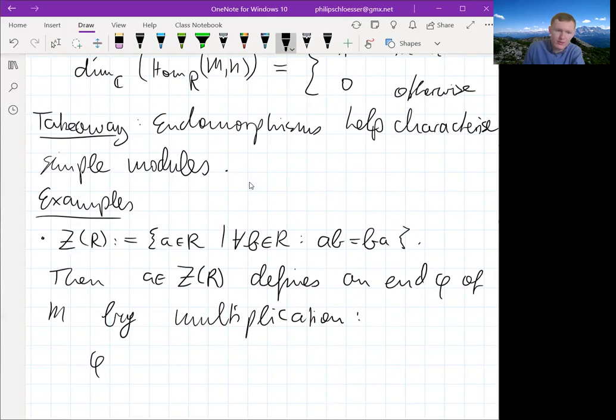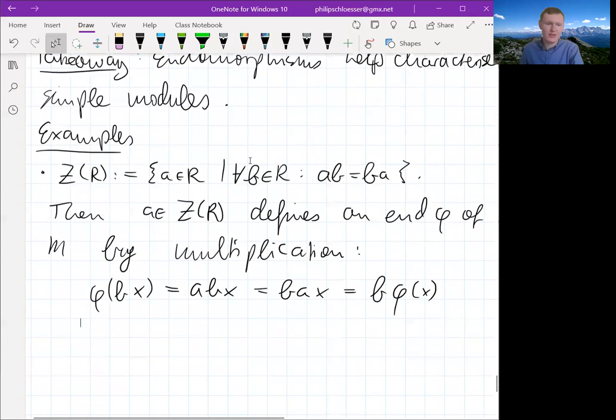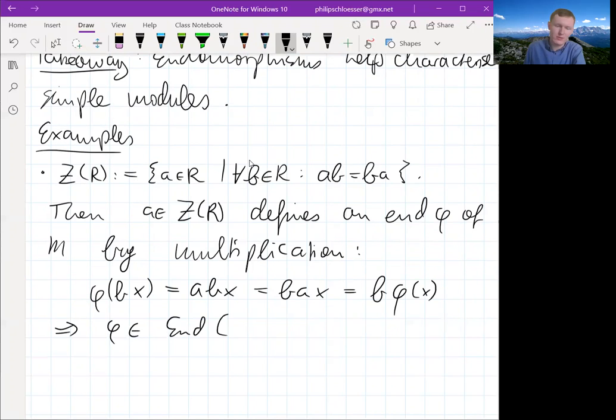Namely, we have phi of bx is equal to abx, but now a and b commute, so this is the same as bax, which is the same as b times phi of x. So we are able to pull out this coefficient. So phi is indeed an endomorphism of M, and therefore it acts as a constant on simple submodules.